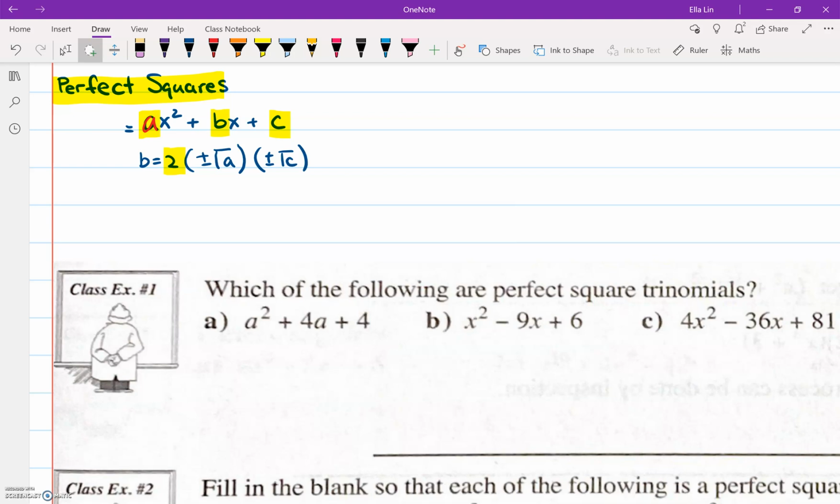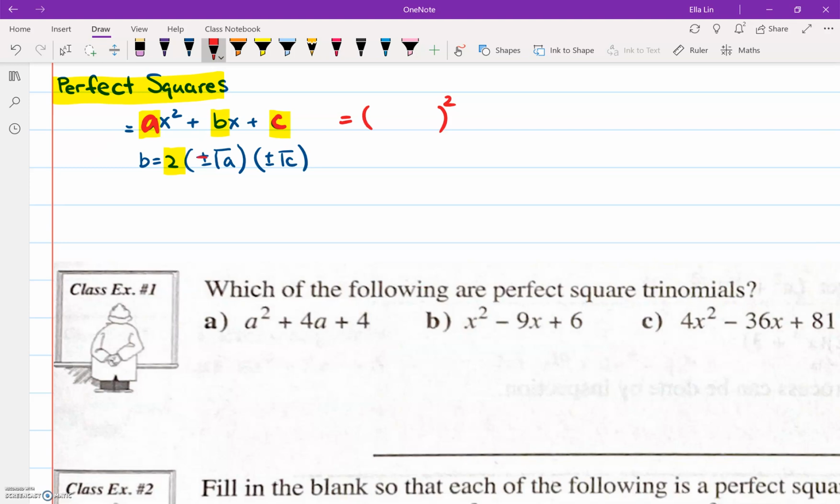So the reason we call this one a perfect square is because the final form of this polynomial turns into one factor form to the power of 2. Okay, so how do we do that? Well, we look at the first term and the last term. It is a perfect square if b equals 2 times the root of a times the root of c.